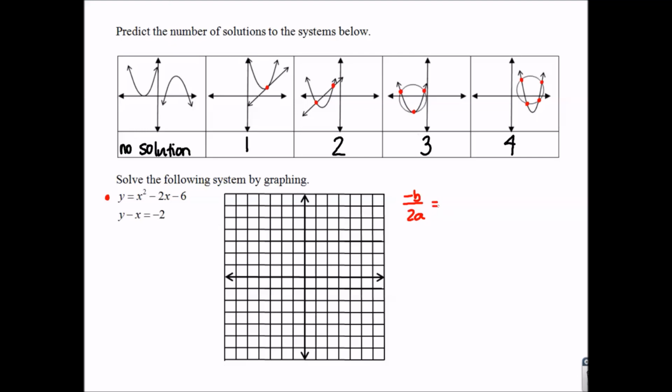So we have negative negative 2 over 2 times 1. So that just gives us 1. Then we need to plug that back in for x to get the y value. So we have 1 squared minus 2 times 1 minus 6. So that gives us 1 minus 2, which is negative 1, minus 6, which is negative 7. So our vertex is 1, negative 7. So we'll go ahead and graph that.